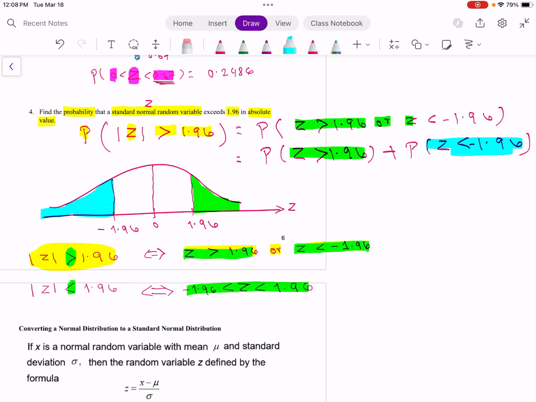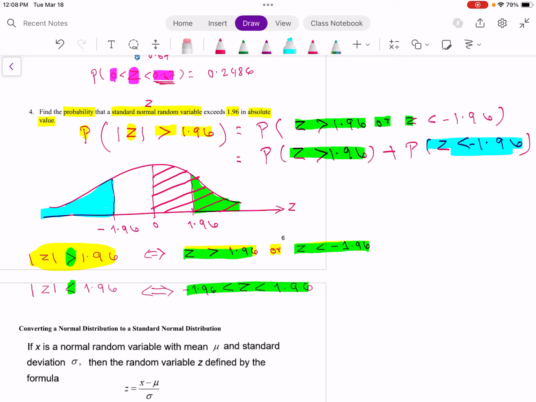Now let's start with the green region. How can we find the area of the green region here? What do we know about the total area on the right of 0? It is 0.5, right?